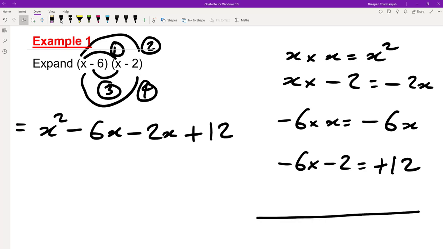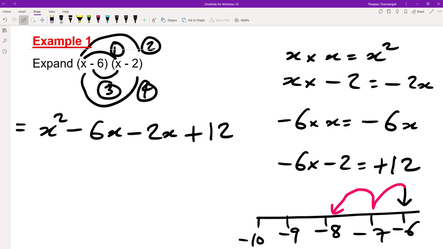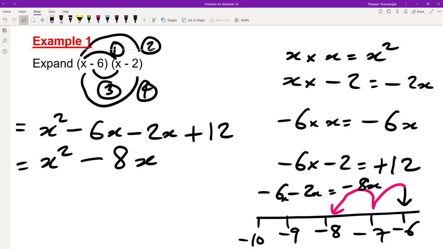We can draw our negative number line. Minus 6, minus 7, minus 8, minus 9, say minus 10. We're going to start at minus 6, and we're going to go back 2 spaces, so 1 and 2. So we end up at minus 8. So minus 6x minus 2x is minus 8x. So we can say that we've got x squared here. Minus 6x minus 2x is minus 8x. And then we have a plus 12.